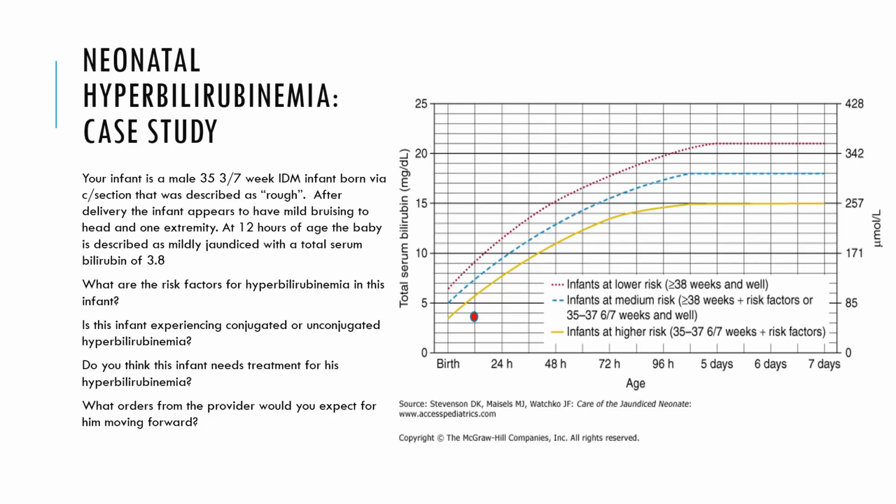So I plotted it for you here so you could see 3.8. I tried to get the 0.8 as best I could. So what are the risk factors for hyperbilirubinemia in this infant?